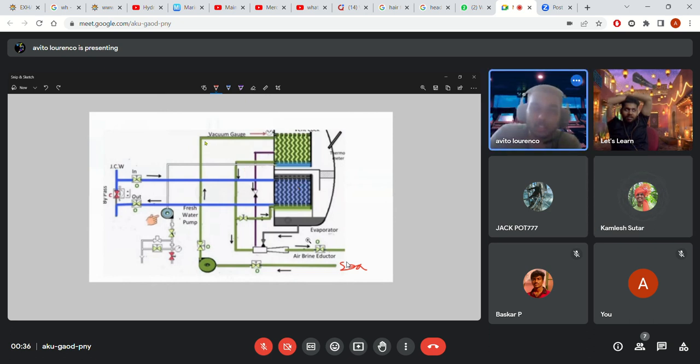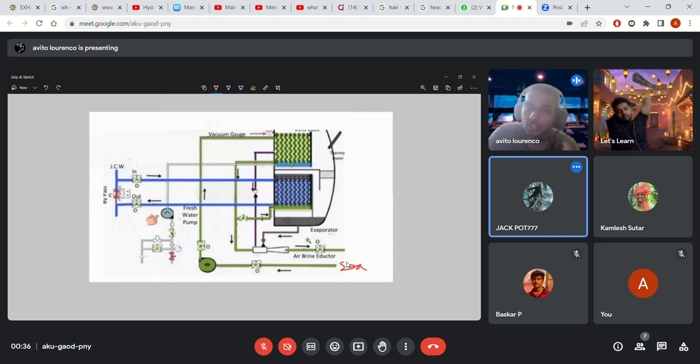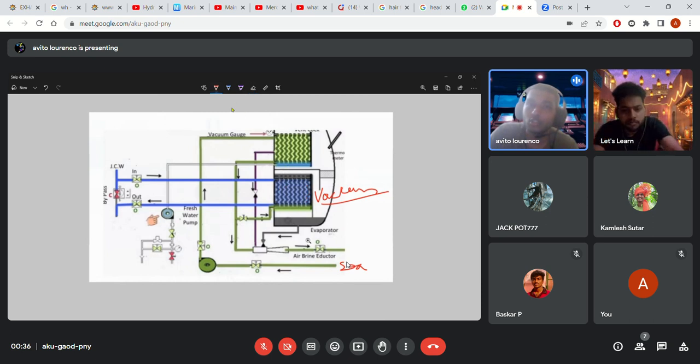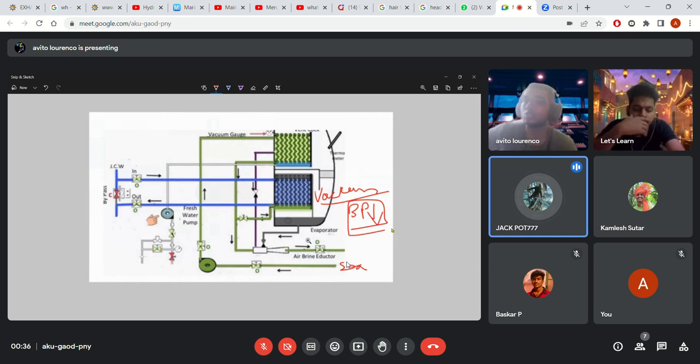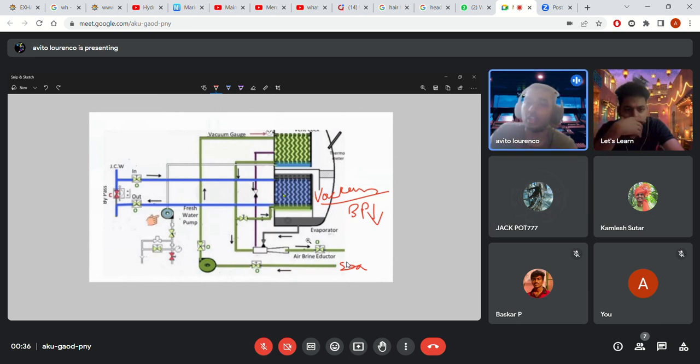So the water is just getting heated up over here, still in the salty water state. Now the heated salty water goes over here, where we have low pressure, a vacuum, created by the ejector below. Because of this vacuum, the boiling point is reduced. The jacket cooling water temperature is around 80 to 90 degrees Celsius, so water can easily evaporate at the low pressure, without any additional fire at the bottom.